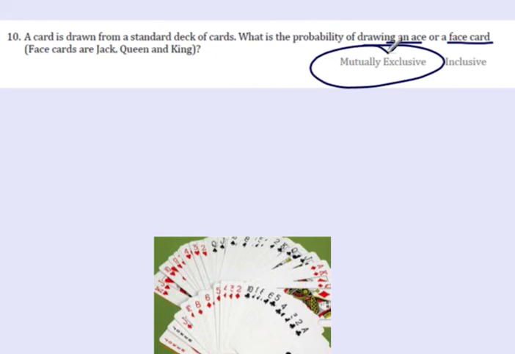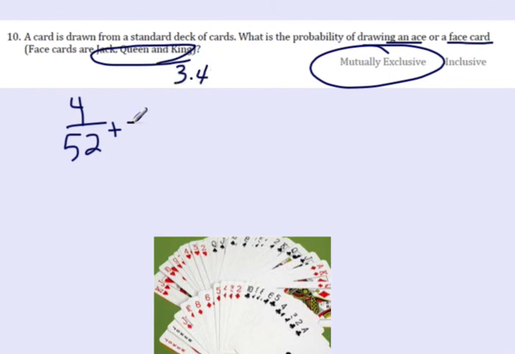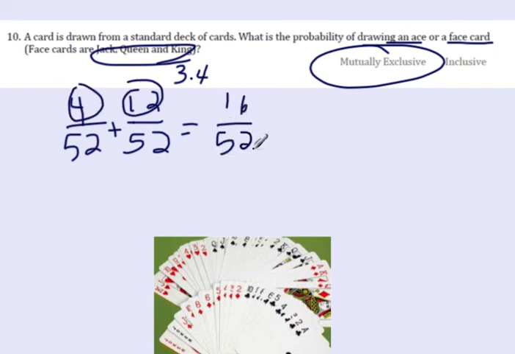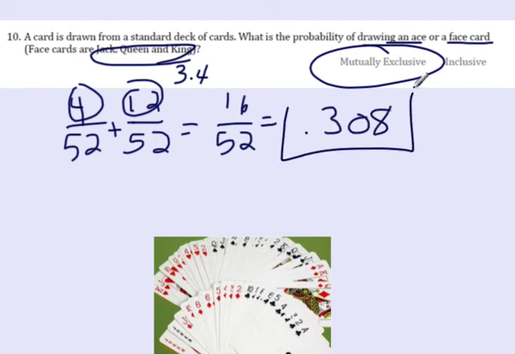So aces are one of our numbers of the cards. So there are 4 aces in a deck of 52. Well, how many face cards are there? There's 3 face cards per each suit, and then there's 4 suits. So 3 times 4 is 12. So 12 out of the 52 cards are face cards. So now we're going to go ahead and add across the top. 4 plus 12 is 16, and then we're dividing that by 52. 16 divided by 52 is 0.308.